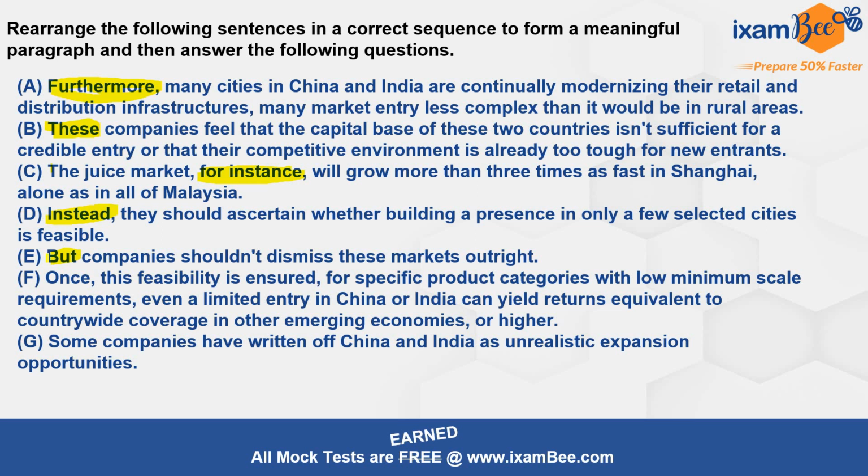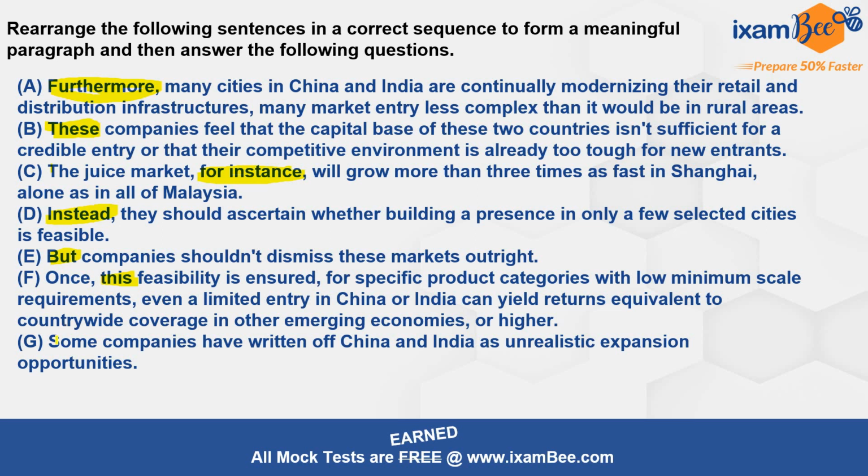Then F uses again this visibility. Now I don't know which visibility I'm talking about. It uses again a demonstrative pronoun, this visibility, so I really don't know. Then G, some companies. Now we're just left with one sentence. Hence, this is going to be our first sentence.